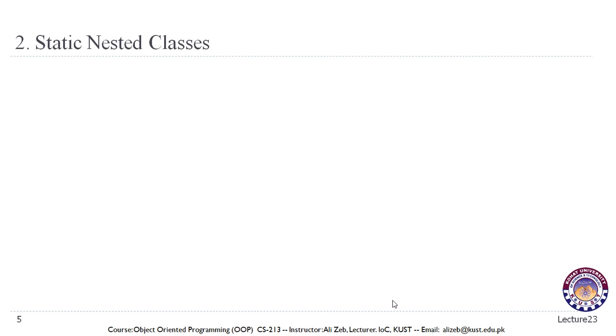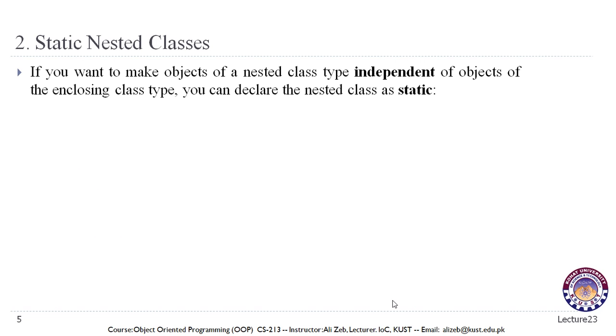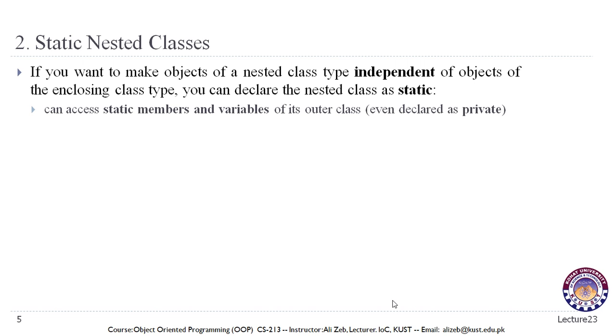Static nested classes. If you want to make objects of a nested class type independent of objects of the enclosing class type, you can declare the nested class as static. Static variables or static methods, if you remember, do not need to be dependent on the object of the class where they have been declared to be accessed. They can be directly accessed through the name of the class. So if you want to make objects of a nested class type independent of objects of the enclosing class type, you can declare the nested class as static.